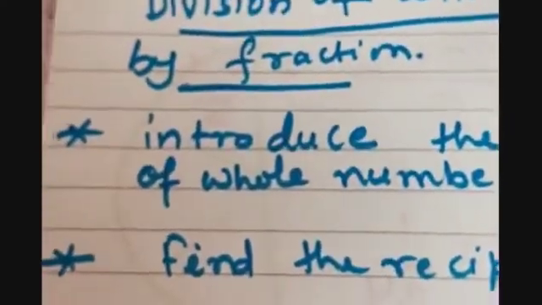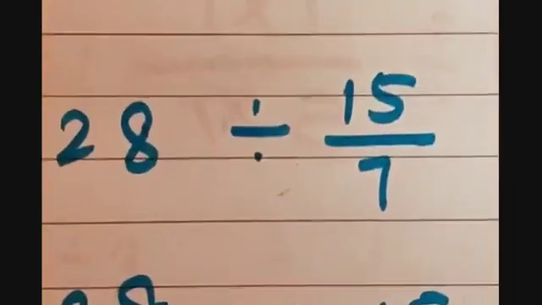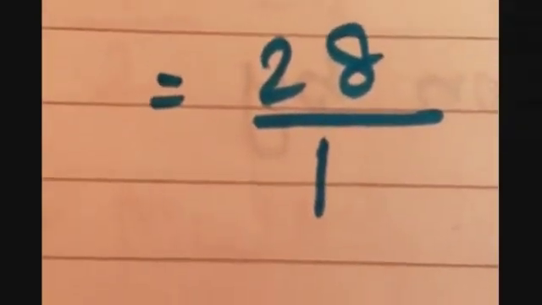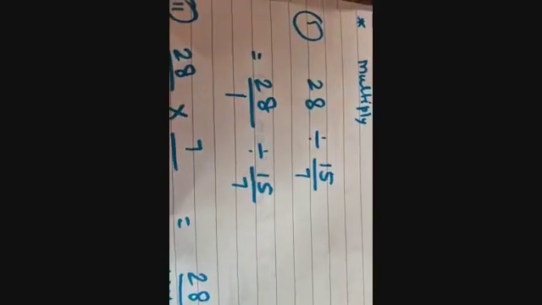Now the next one, division of a whole number by a fraction. So here first you need to introduce the denominator for the whole number. Now let's see one question and understand. So 28 divided by 15 by 7. So 28 is a whole number. So according to the first rule, we will introduce the denominator. And what will be the denominator? 1. Then again, we have to divide it by 15 by 7. So again, after the division, 15 by 7 is there.